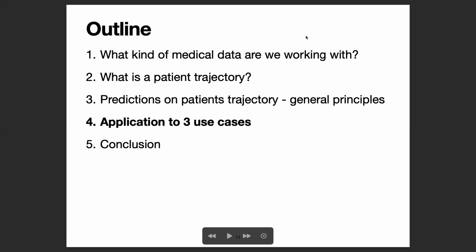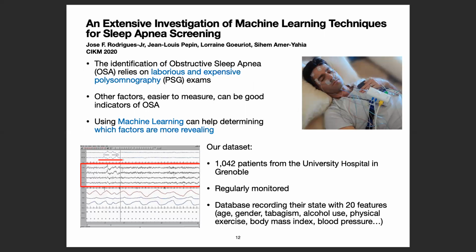Now, based on these very general principles, I'm going to present you 3 use cases I've been working on recently. So the first one is a collaboration with a service in the hospital in Grenoble that deals with sleep apnea patients.